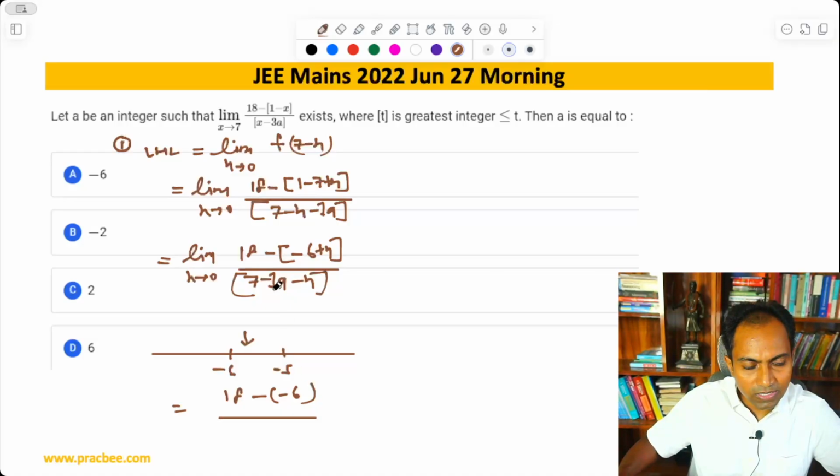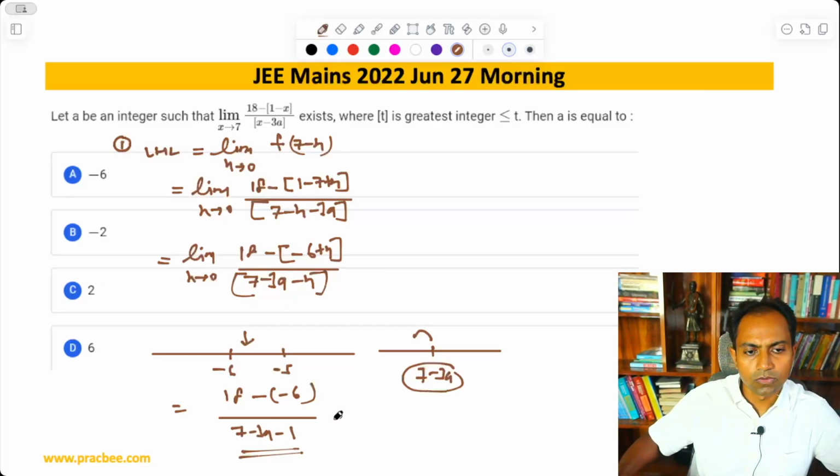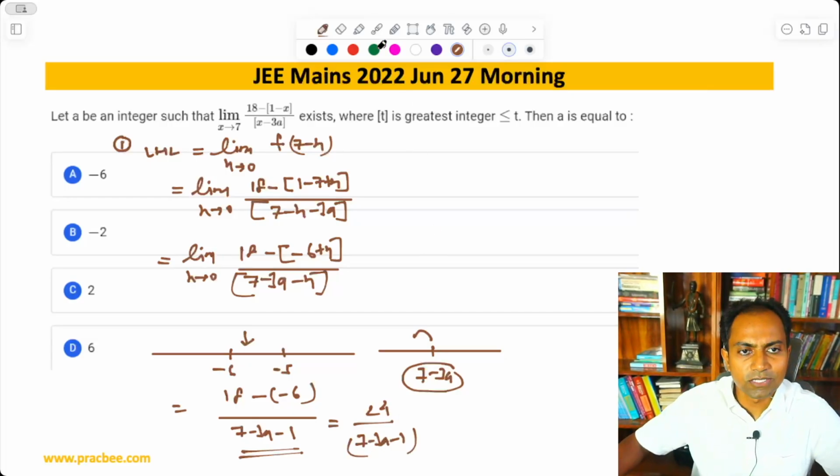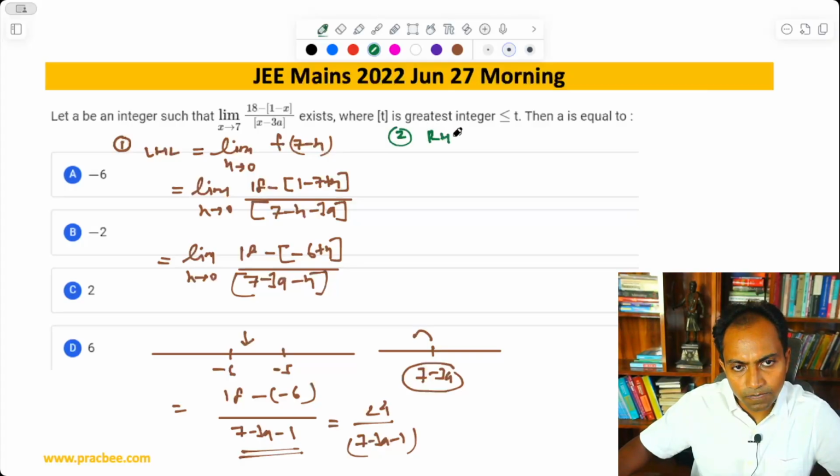Divide by, you can see that this is 7 minus 3a. Now if you look into the options, the a that is given is an integer. So again, what is happening is you are standing at 7 minus 3a. If I am looking for a value that is smaller than that, it will become an integer that is 1 less than this. So the value corresponding to this becomes 24 by (7 minus 3a minus 1). Why I am writing this, you will understand in a minute. Once you have done this, in the next part, let us do it for RHL.